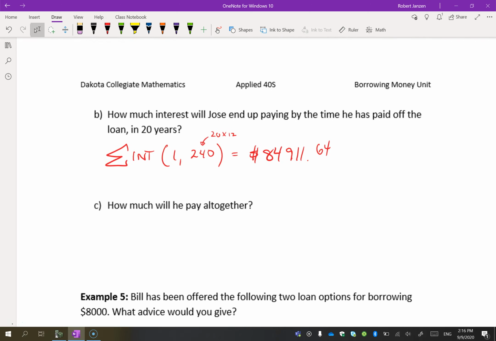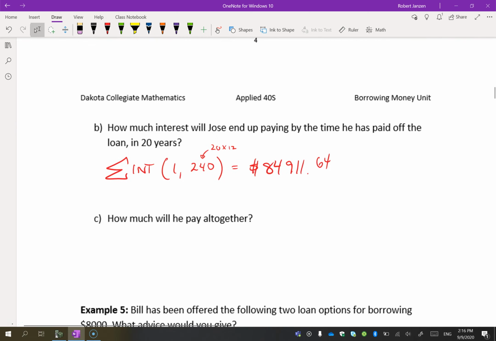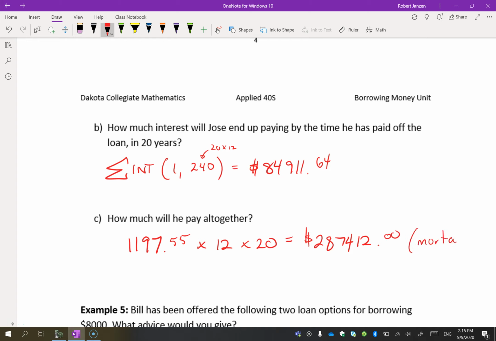Okay? So how much would you pay altogether? A couple of ways we can do this, but we know that our monthly payments are this, and how many of those are we going to make? You're going to make them 12 times a year for 20 years. So you're going to end up paying $287,412, right? Not quite. This is what you paid off for the mortgage.